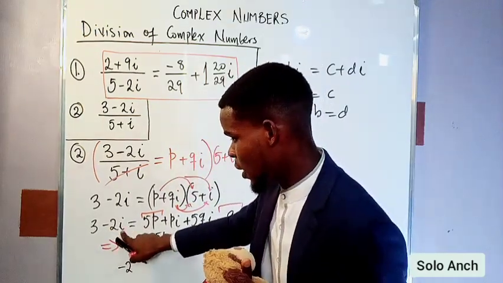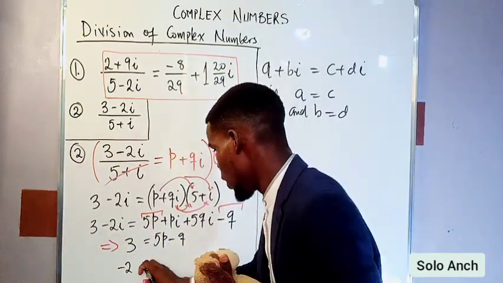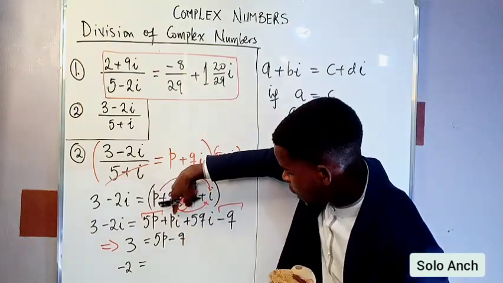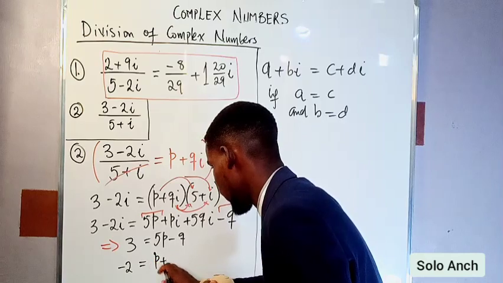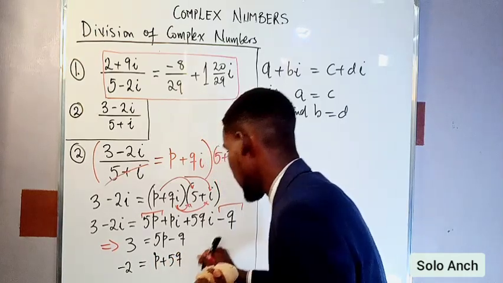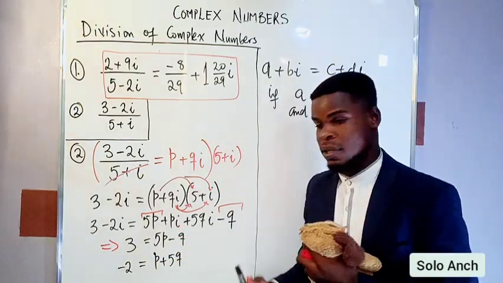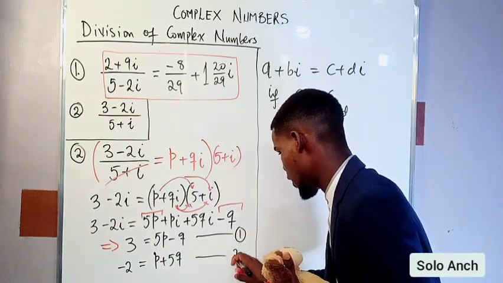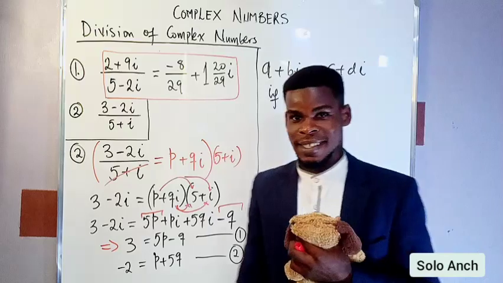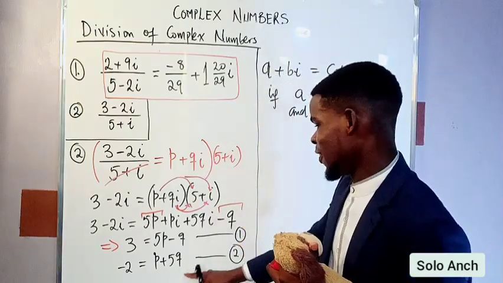Remember, it's not the -2i, but just -2. We equate it to pi plus 5qi. So the imaginary part will be p plus 5q, right? Given that the i is common. Good. So here we have two equations to work with: equation 1 and equation 2. Isn't that very interesting? Well, yeah, it is.